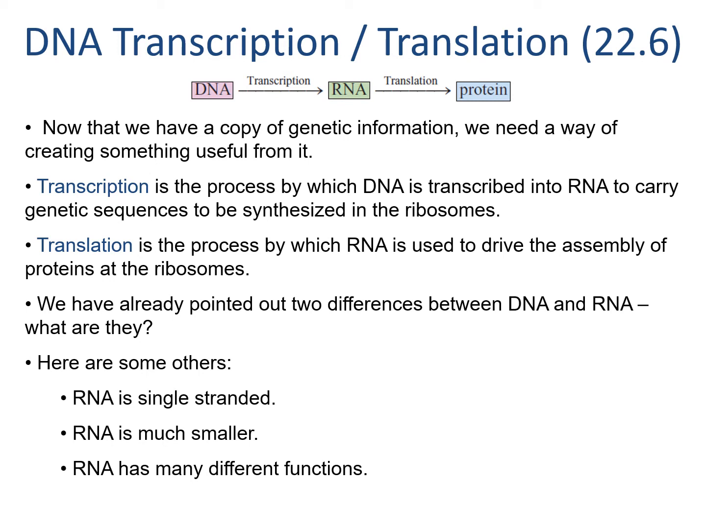We already have talked about 2 different major differences between DNA and RNA. Try to remember what those are by looking through your notes. Here are some other ways that DNA and RNA are a little bit different. RNA is almost always single-stranded, and because RNA is single-stranded, it cannot error check in the way DNA is. It's not a good long-term storage for genetic information. RNA is much smaller than DNA, and RNA tends to have many different functions, and we'll see many of those functions through the transcription and translation processes.